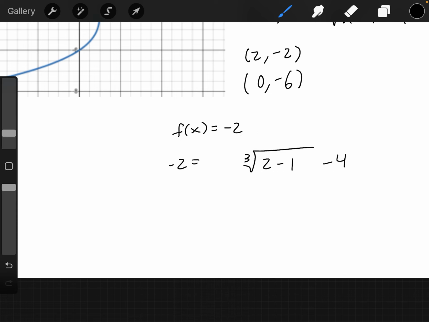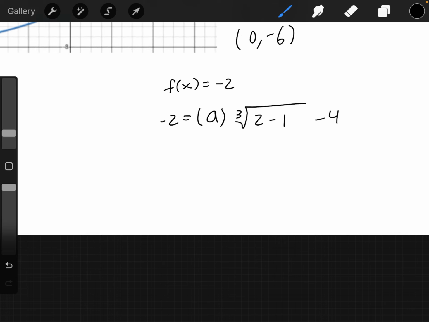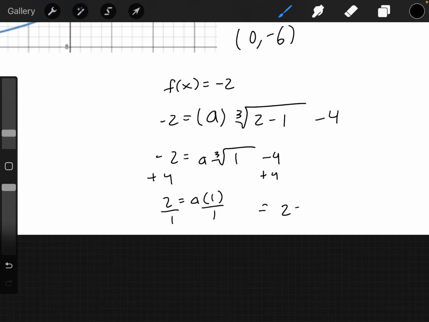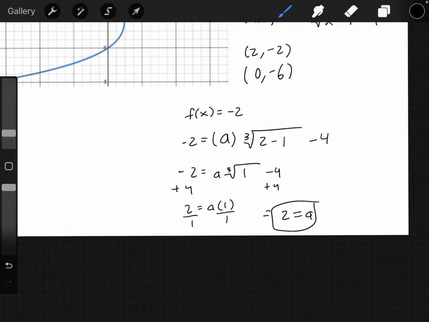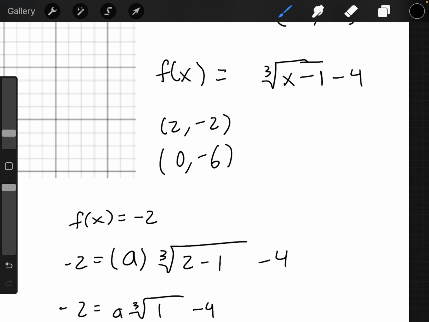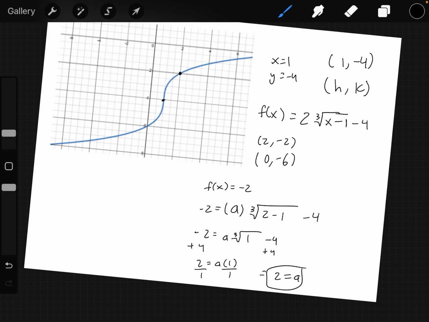Actually, let's scoot this over to see if we have a value of a. We'll simplify both sides. We'll add 4 on both sides. 2 equals a times the cubic root of 1. Divide by 1 on both sides. Now we just have 2 equals a. So there is a value of a here.